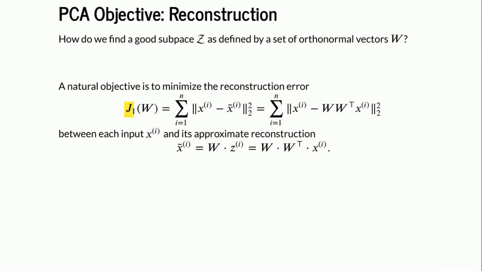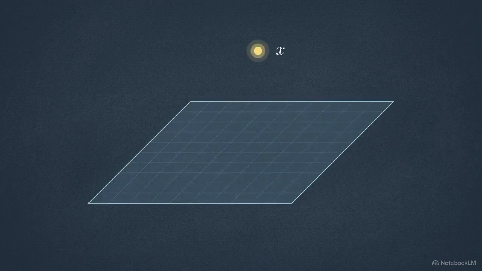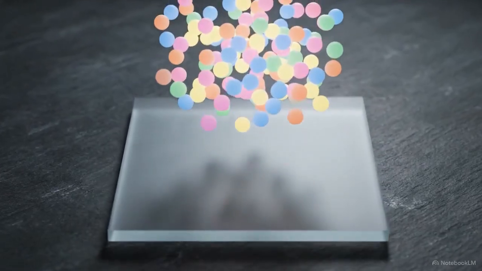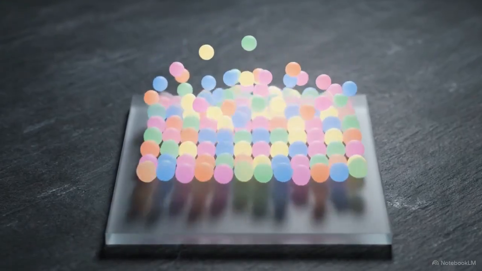The formal objective function, J1 of W, minimizes this error by calculating the sum of squared L2 norms for every point in the dataset. In this equation, X represents the true point floating in space, and X tilde is the exact location where it's landing on the plane. Minimizing the reconstruction error ensures we select the subspace that destroys the least amount of spatial truth when the data is compressed.